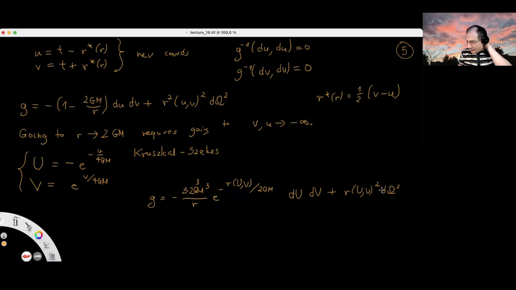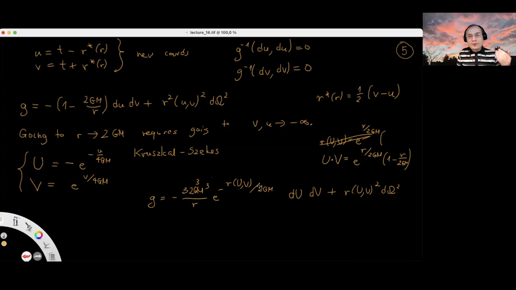And here r is defined by the relation: the old coordinate r is given by U times V, capital U times capital V, equals e to the r over 2GM, times 1 minus r over 2GM. So again, we have a complicated implicit relation between the old coordinate r and the new coordinates U, V, but it doesn't matter. It's still a regular function. You can still solve this equation for any value of UV. Okay, so this is an implicit definition of r, and we see that the metric does not have any problems with singularities, surprisingly, except for r equal to zero.